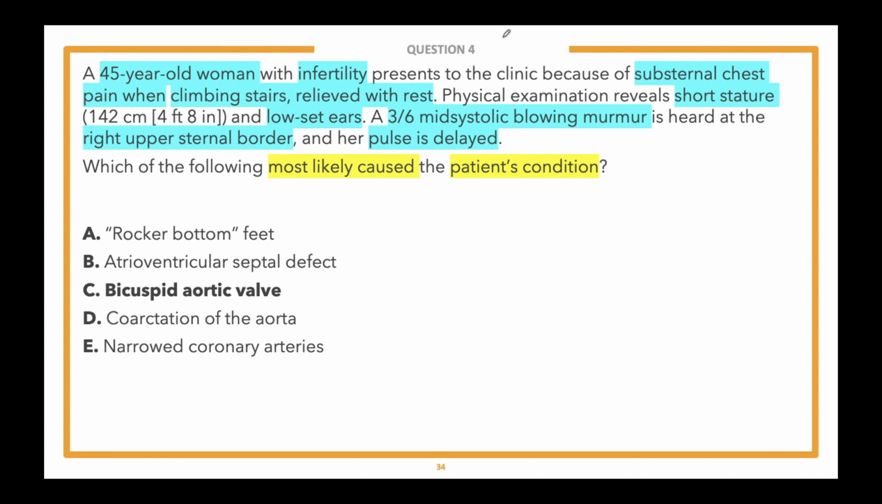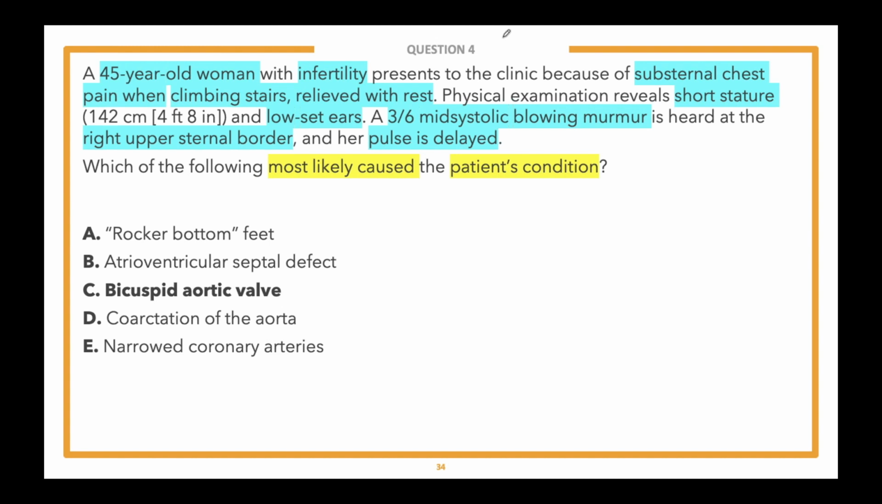When there is aortic valve stenosis, the coronary arteries actually receive less blood. Why is that? Well, the coronary arteries emerge from the aorta just distal to the aortic valve. So if there's aortic valve stenosis, there's not going to be a lot of blood making it distally to those coronary arteries, okay?